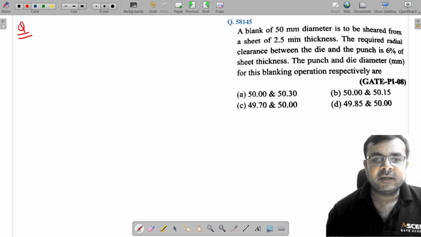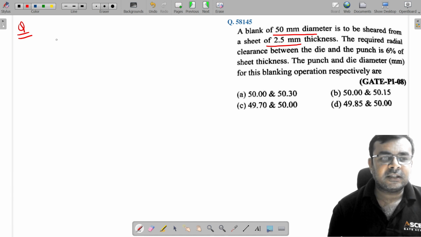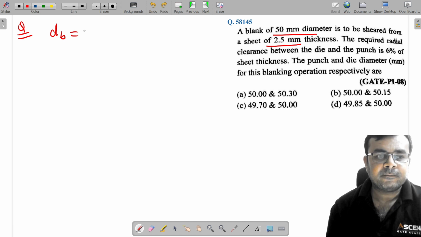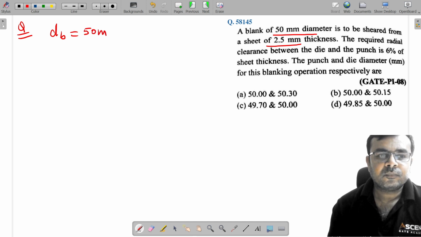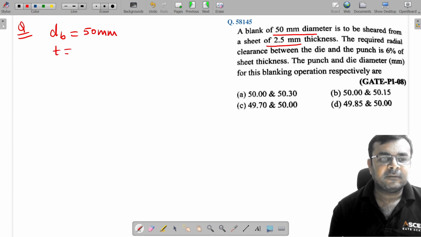A blank of 50 mm diameter is to be sheared from a sheet of 2.5 mm thickness. So once again, this is a blanking operation in which the diameter of the blank is given, that is 50 millimeter. Thickness is also given here, this is 2.5 mm.